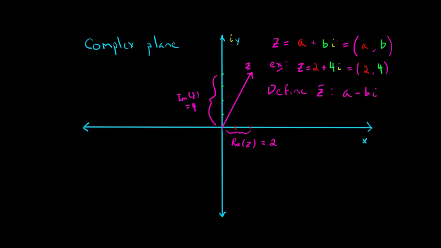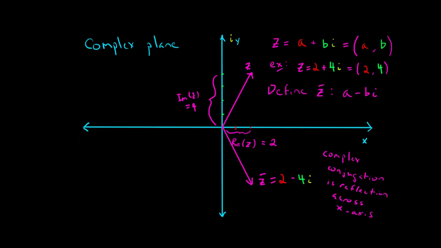And I can also now define the complex conjugate of z. I had mentioned that briefly before. That's going to equal a minus bi. The complex conjugate would then be plotted by reflecting z over the x-axis. Z bar, or complex conjugate of z, is going to equal 2 minus 4 times i. So the real part is unchanged by complex conjugation, and the imaginary part is negated. And those two numbers are called complex conjugates. And again, complex conjugation in this geometric representation is just reflection across the x-axis.